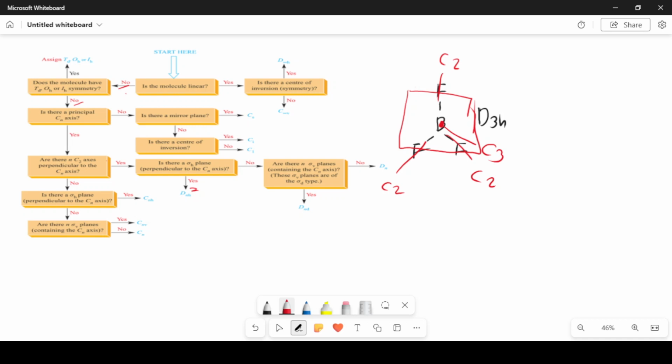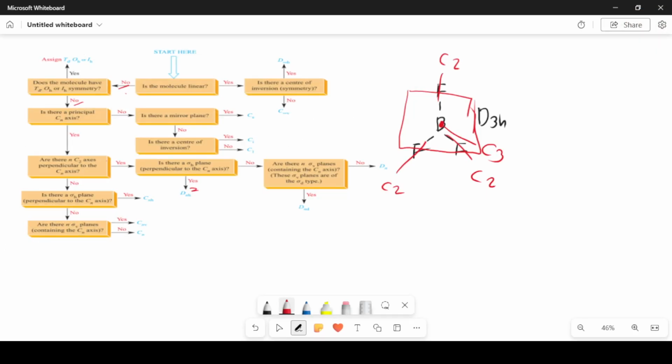Remember, I'm sorry, hindi ko pala nilipat. So, sa whiteboard natin, ulitin ko na yung discussion natin. So, we have C2, C2, and C2, and then sigma H here. So, paano ba nangyari yon? Ito yung BF3 natin. This is the sigma H plane and it is perpendicular to the principal axis natin. So, that is sigma H. Combining the C3 and C2, since they are perpendicular, they are D3. Combining the sigma H and D3, therefore, the point group is D3H. Ayan. D3H. That's for number 5.